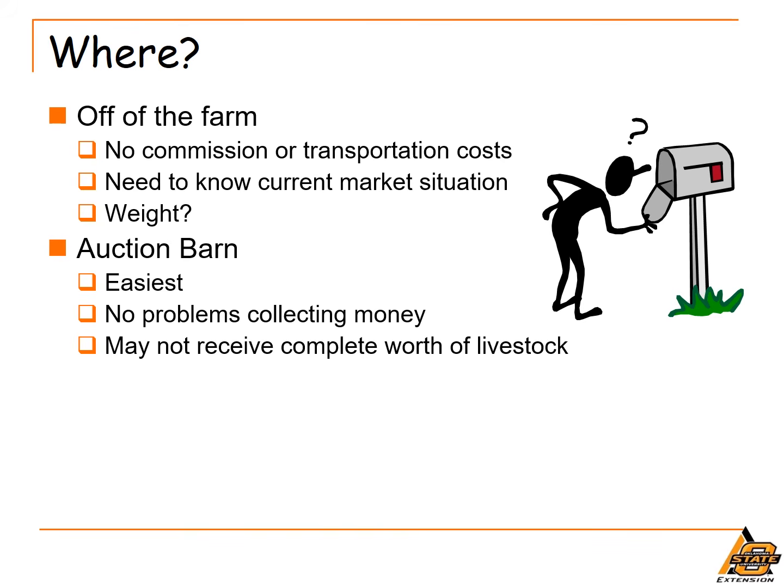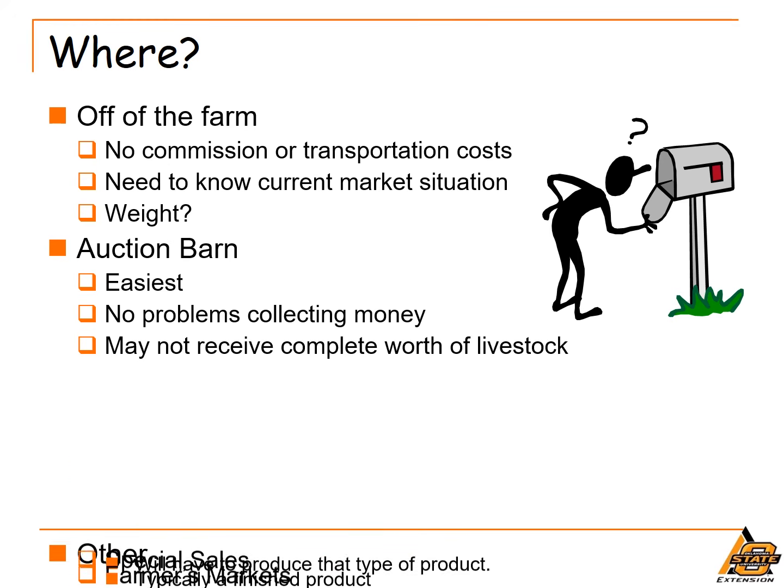The problem with using auction barns is, again, you have to pay the commissions and the other costs associated with selling, transportation and stuff. Also, you may not receive the complete worth of that livestock. So your animals may be better than the average animals in that sale that day, but you may not get the better price because you're grouped in there with all of those other animals. So sometimes we may not receive that as well.